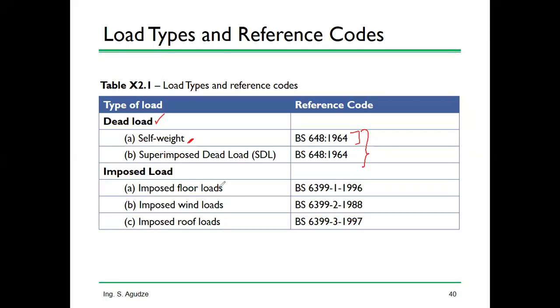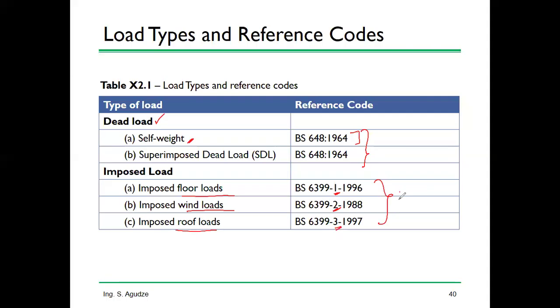Again, if it is imposed load, for floor imposed load, it is BS 6399 part 1. If it is wind load, it is part 2 of the same code. And if it is roof load, it is part 3. Again, this must have been known in Design 1 already. We are talking about the loading that you put on the structure.